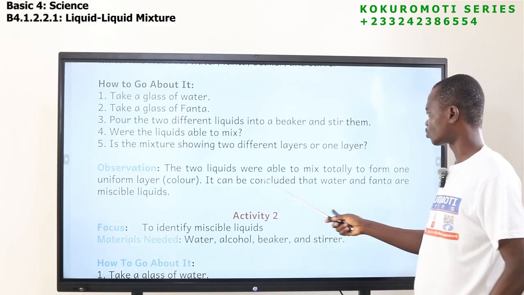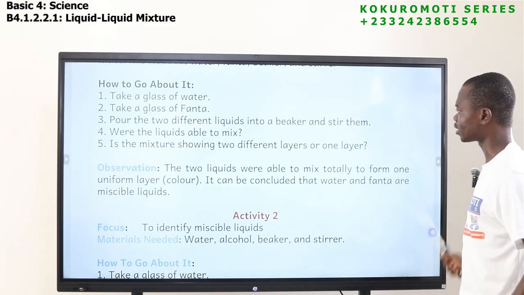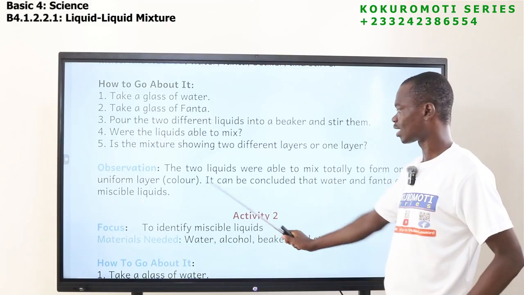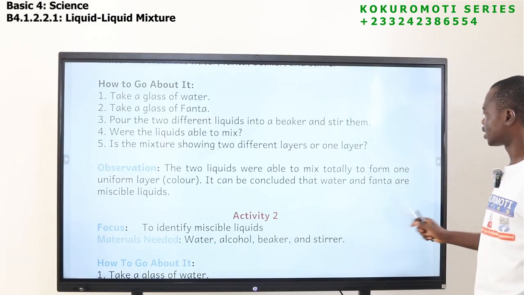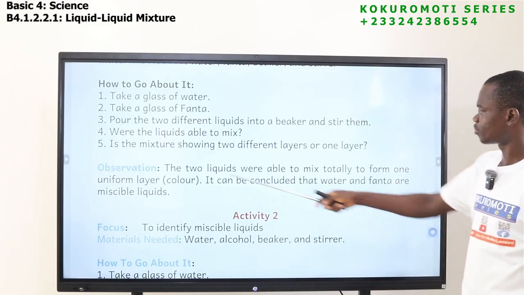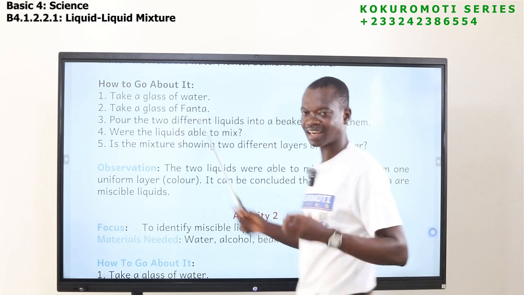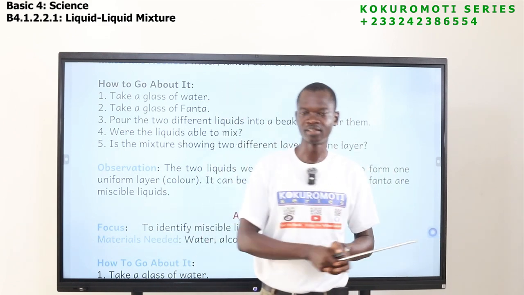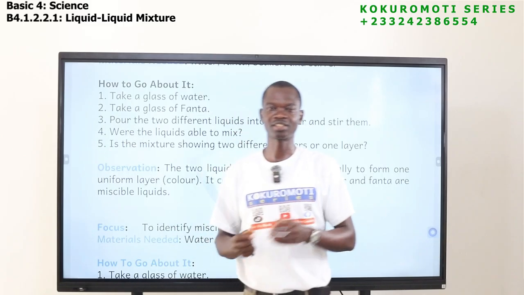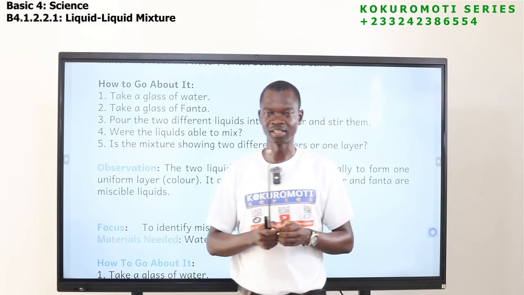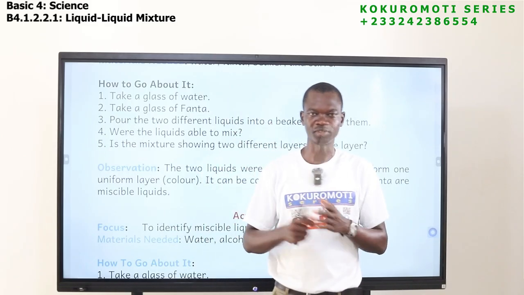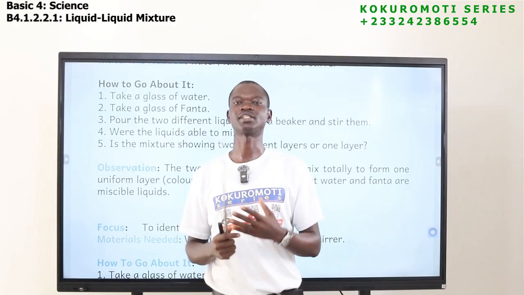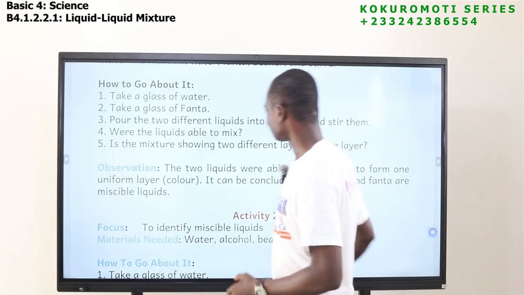Observation: the 2 liquids were able to mix totally to form one uniform layer or color. It can be concluded that water and Fanta are miscible liquids. So because they are able to come together to form one layer, because they are able to mix completely, we say water and Fanta are miscible liquids.